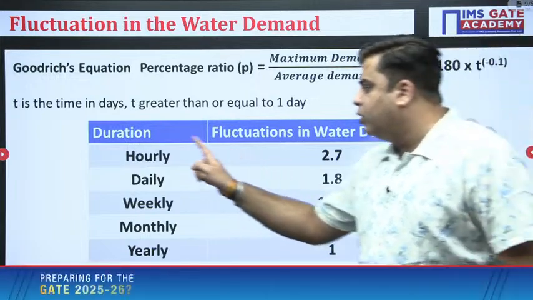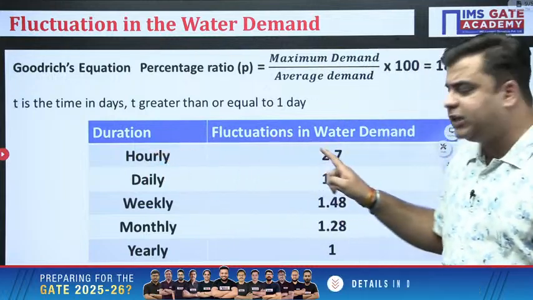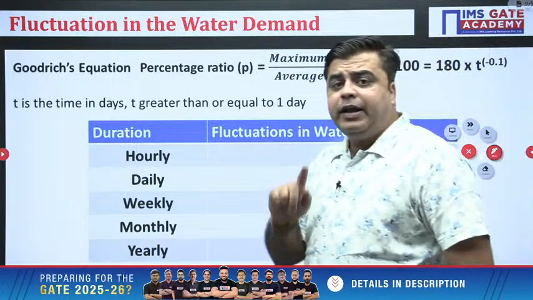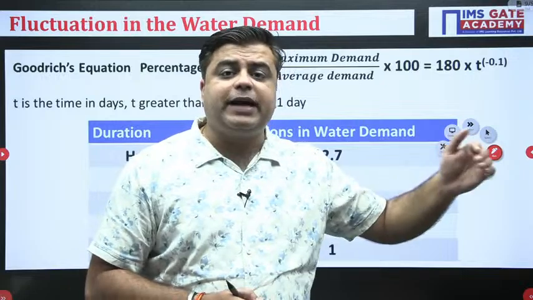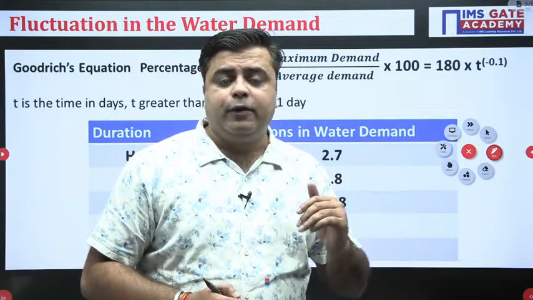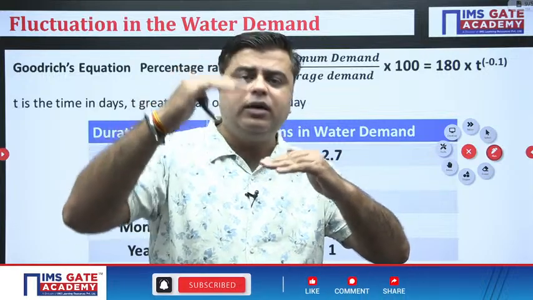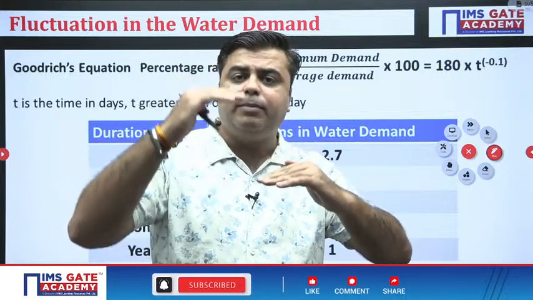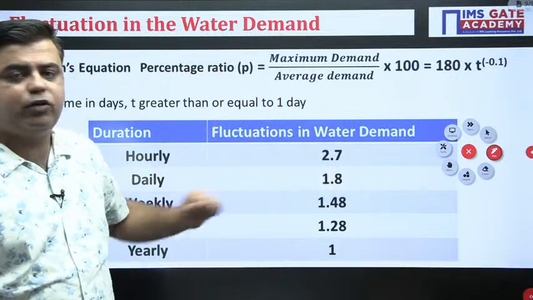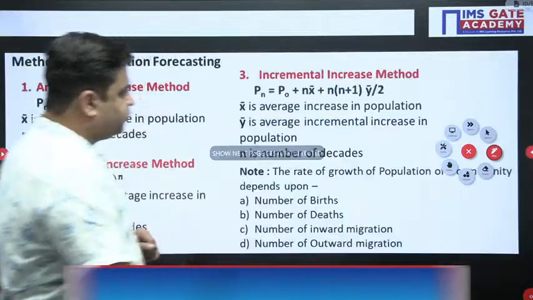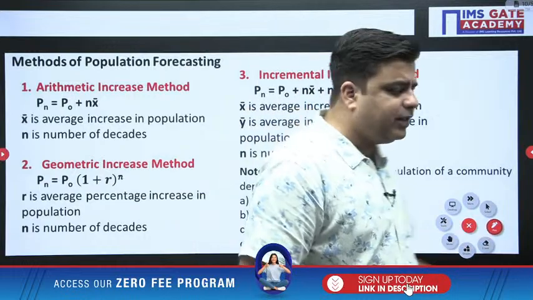What do we mean by this fluctuation in hourly demand? If I am saying fluctuation in hourly demand is 2.7, it means that maximum hourly demand is 2.7 times the average hourly demand. Fluctuation means by how much amount the maximum value varies from the average value. By how much amount the maximum value is more than the average value, that is termed as fluctuation in the water demand.